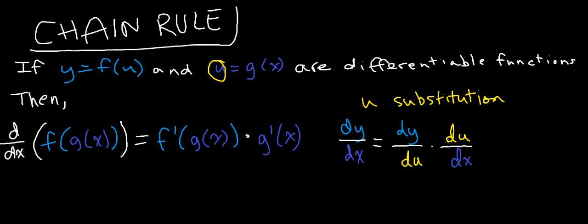And the reason u substitution works like that is because when you have two fractions like this multiplied together, you know that these are going to end up canceling, and you'll be left with dy dx. So that's why u substitution works.